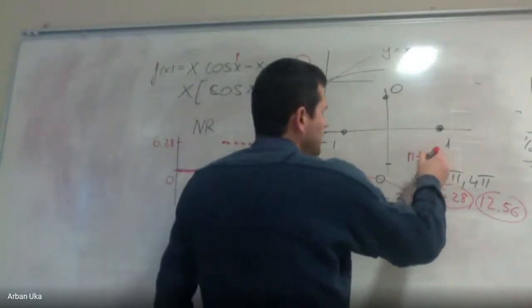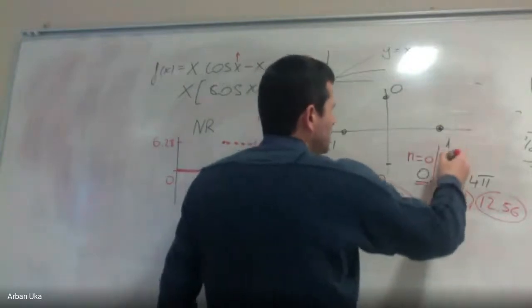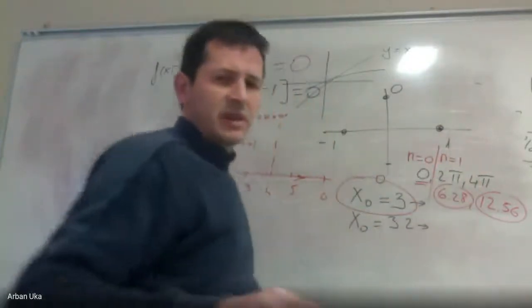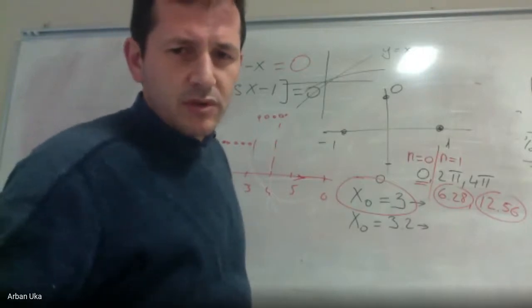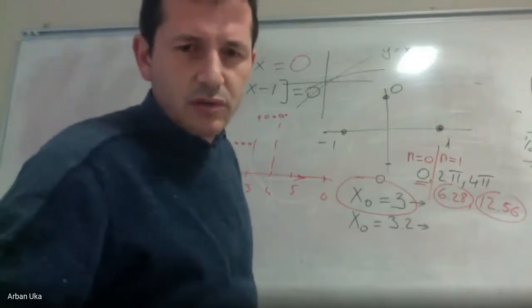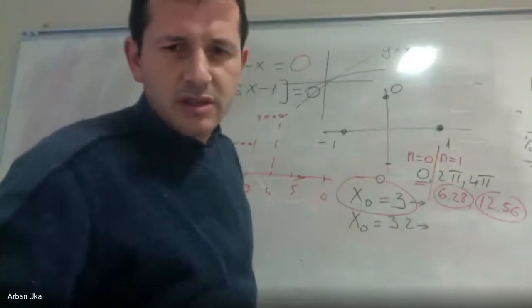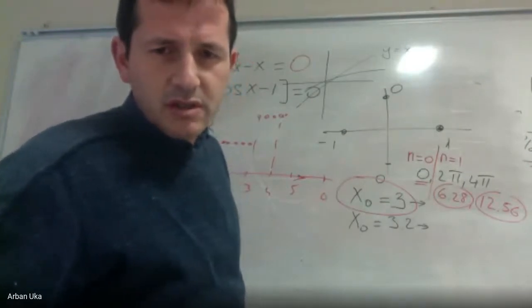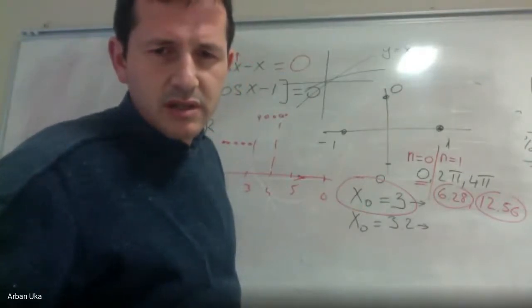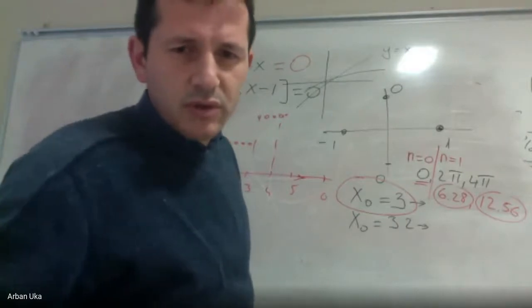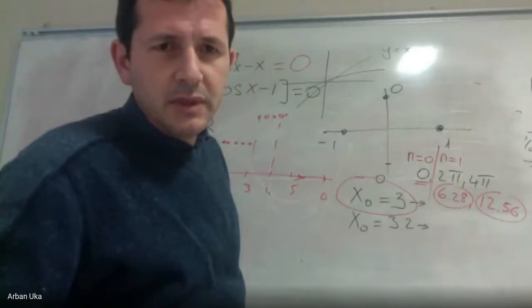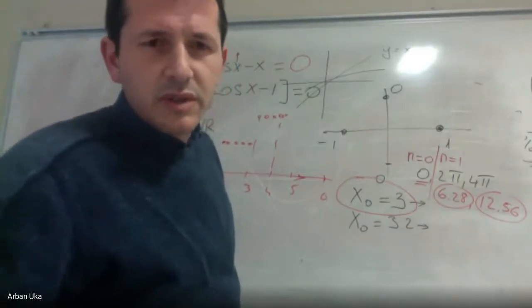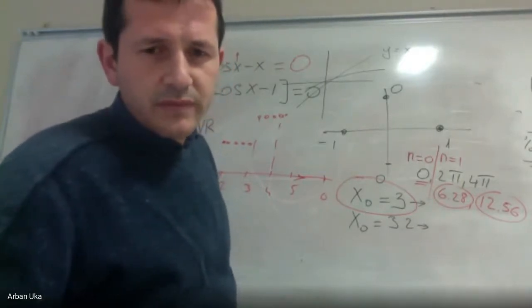n is equal to 0 when this is 0, n is equal to 1. So in principle, this n is x0 over 2 pi. I hope you are seeing this. Sorry, this is n is equal to x divided by 2 pi. Okay. So this is what I want you to draw, these two graphs.